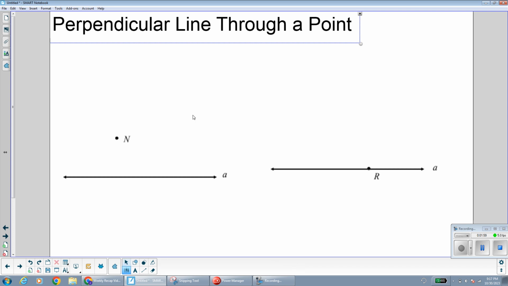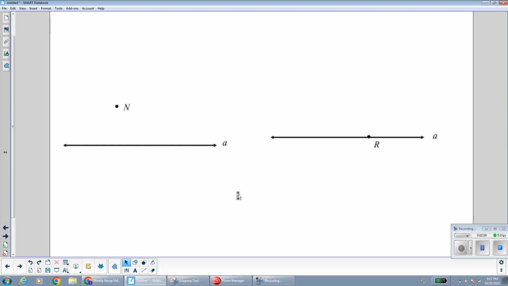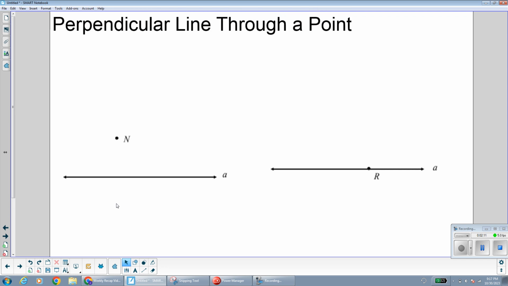Now we're going to construct a perpendicular line through a point. It doesn't matter if your point is off the line, like the point here, or if the point is on the line, like the point here. It's the same construction. We're making a perpendicular line to the one that's given through the given point. Since we need our perpendicular line to pass specifically through point N, we're going to take our compass and put it on point N. And then we're going to just swing an arc.